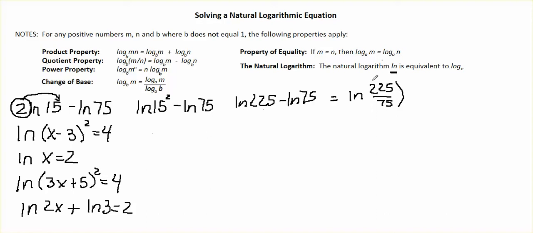I'm going to put that in parentheses, and we can simplify this fraction. 25 goes into both of them. 25 goes into 225 9 times, and into 75 3 times, and I notice that I can continue to simplify. That is, the natural log of 3 is the answer.